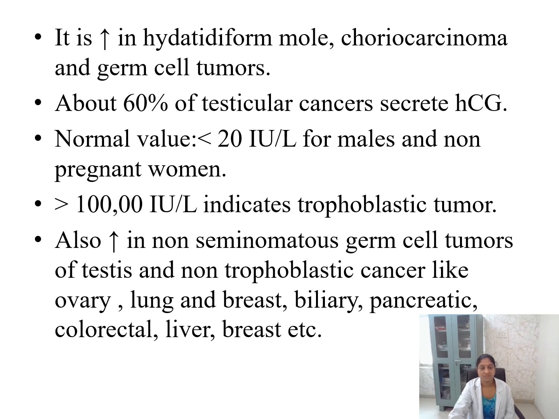The normal value of HCG is less than 20 international units per liter for males and non-pregnant women. More than 10,000 international units per liter indicates a trophoblastic tumor. It is also increased in non-seminomatous germ cell tumors of the testis and non-trophoblastic cancers like ovary, lung, breast, biliary, pancreatic, colorectal carcinoma, liver, and breast cancers.